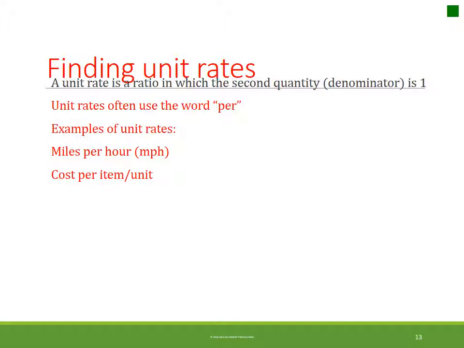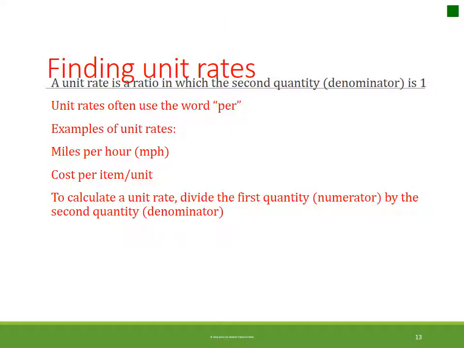Also a cost per item or cost per unit. This is extremely useful in real world situations, like if you're going grocery shopping and you have two different size quantities and you're looking at which is the better buy. So let's say you have a 10-ounce box for $5 versus a 20-ounce box for $12, you can use unit costs or cost per item or cost per ounce to figure out which is actually the cheaper or the better buy.